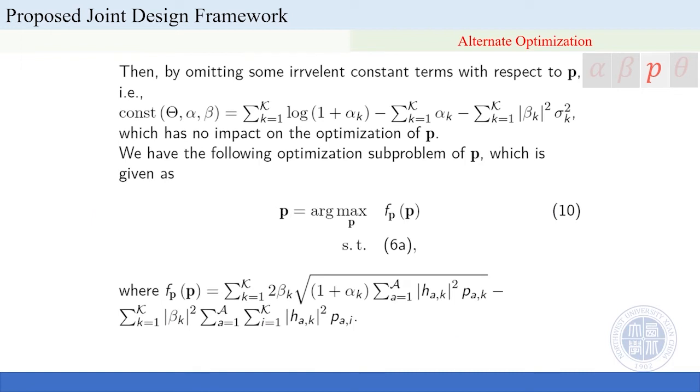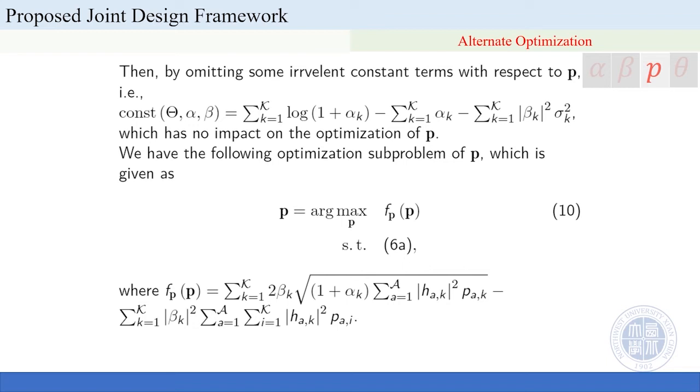Then, by omitting some constant terms with respect to p, which have no impact on the optimization of p, we have the following optimization subproblem of p, where f(p) is given as follows. It can be verified that the objective function and the constraints of the problem are both convex, which suggests that the problem can be solved by employing convex solver tools, such as CVX. Note that the duality gap of the above problem is guaranteed to be low.